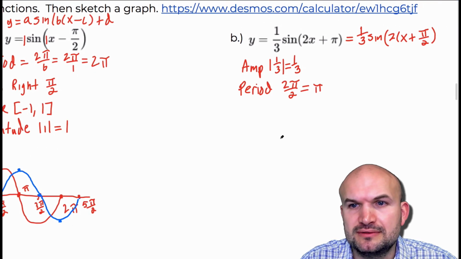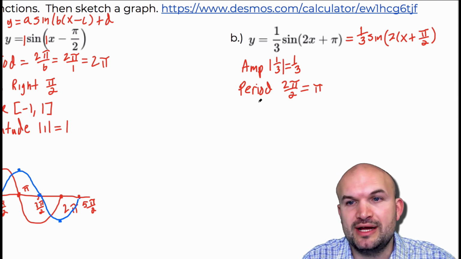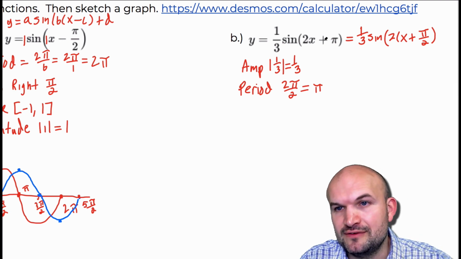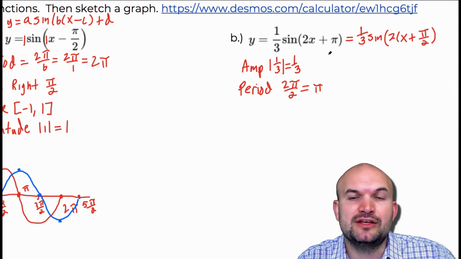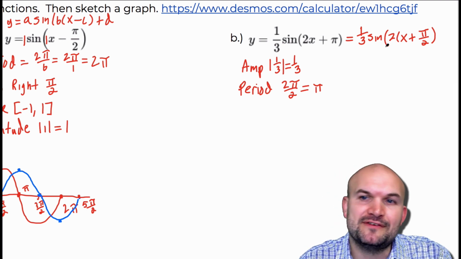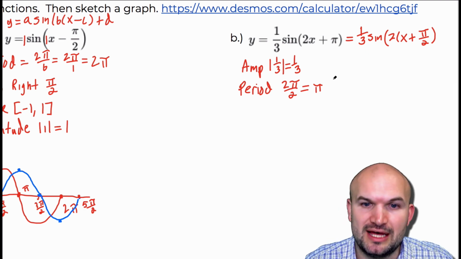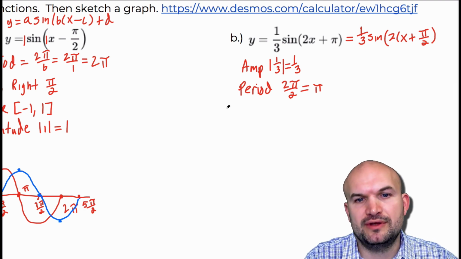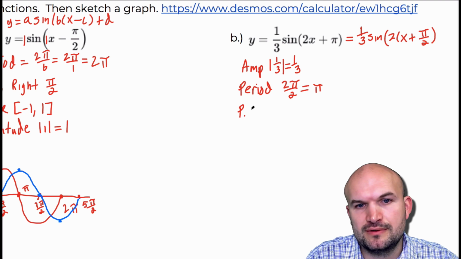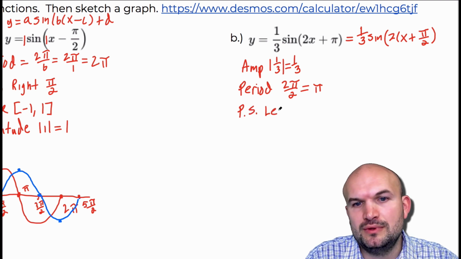The phase shift is going to be how far we're going to be shifting to our right. And you can see here, it's kind of confusing. You might think, oh, it's being shifted pi units to the left. But again, once we factor out that B first, we can see it's being shifted pi halves to the left. So therefore, I'll just do the phase shift, and we'll do left pi halves.